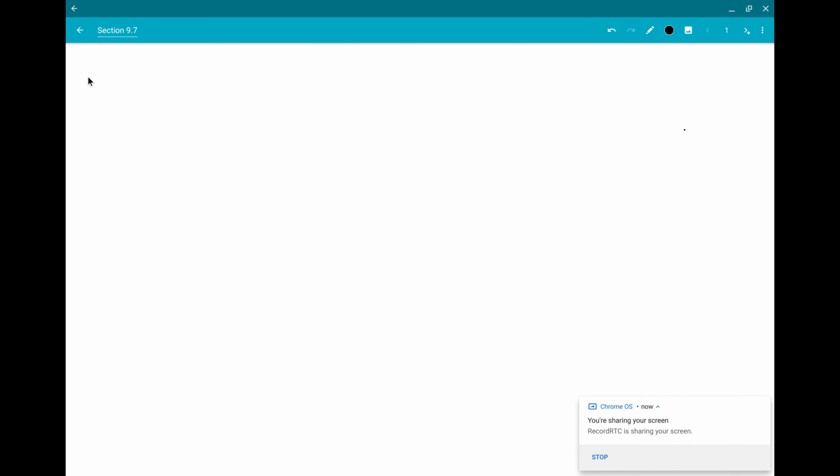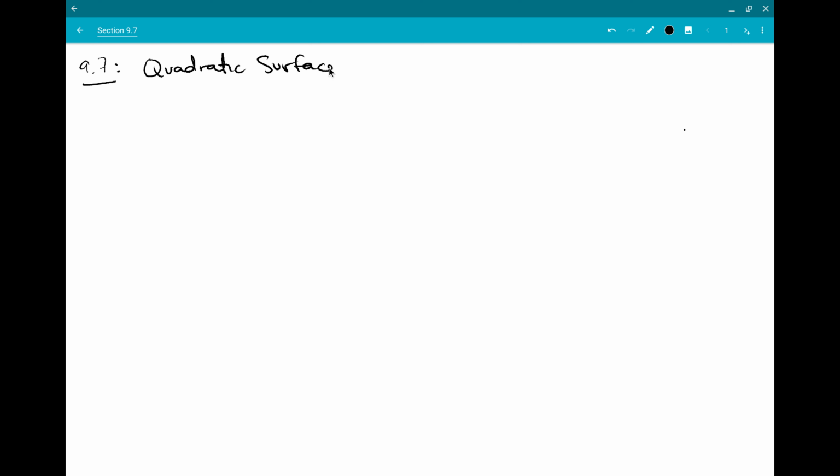All right, so section 9.7 is sort of the last of this initial whirlwind of random facts that prepare us to do calculus in 3 dimensions. And this one's going to be about something called quadratic surfaces. And we'll just say those are non-flat things.